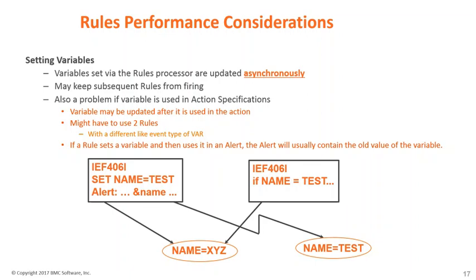Now you can work around this. What you would want to do in those instances is have a variable event that would look for that variable to be updated and then fire your subsequent rule off of that. Now, of course, you could have additional selection criteria as appropriate for the original rule.